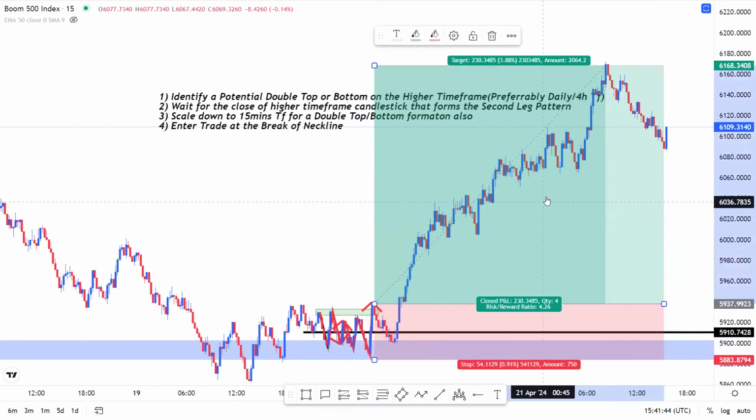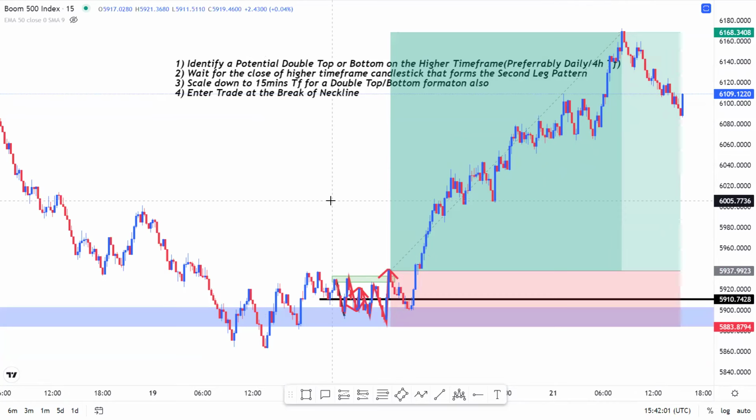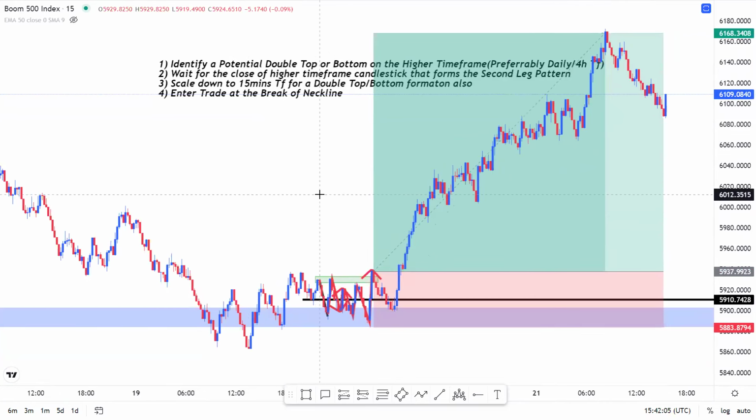Now, that is that. Very quickly, I want to go over a second trade example of the strategy, using a current buy trade I took on Jump 75 index. So I'm currently long on Jump 75 index.